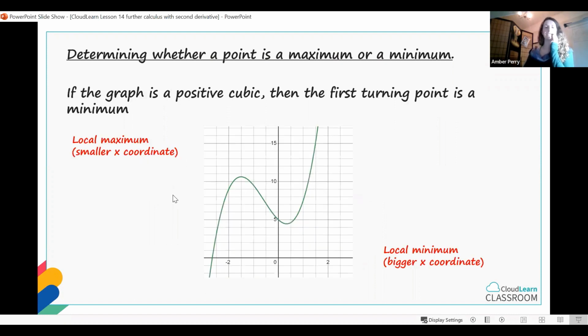Oh, there we go. This is a better graph, isn't it? If the graph is a positive cubic, then the first turning point is A. That's wrong. That should be a maximum. There's a maximum point because you can see there, positive cubic is the maximum before minimum.